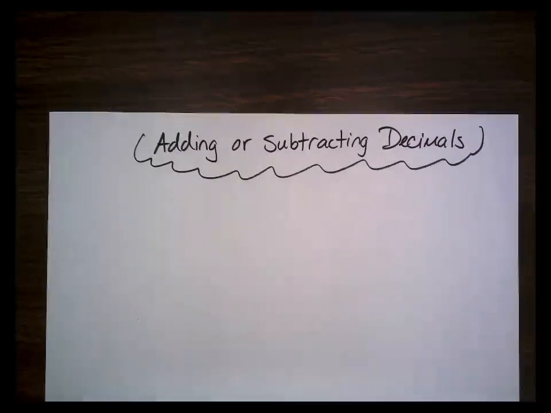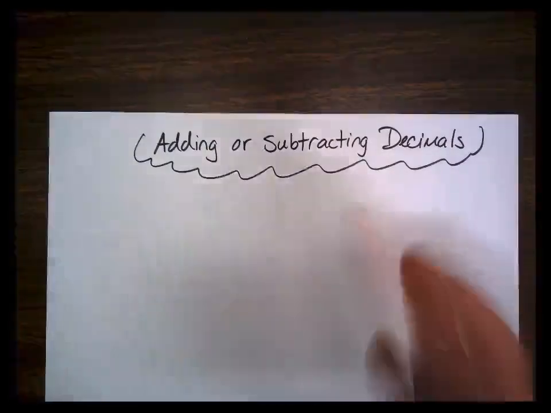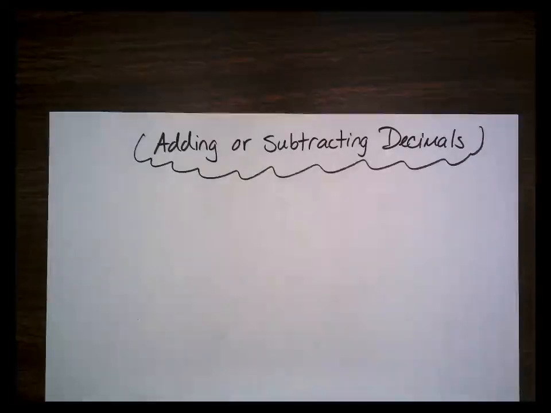Welcome back again. Today we're going to be talking about adding or subtracting decimals. Now, previously we've already talked about how we can add or subtract decimals using models, using those base 10 models. Today I'm going to show you how we can use our place values in order to add and subtract different kinds of decimals.